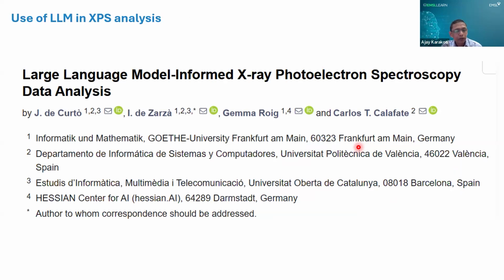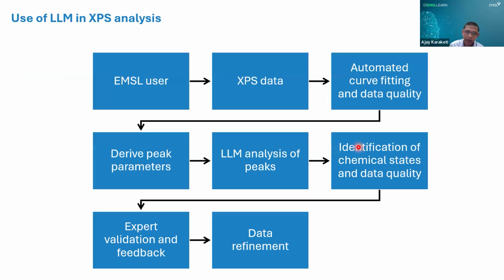There is already some use of large language model informed XPS data analysis in literature, and here's an example. But what we want to do is combine these two things together and hopefully present this sort of automated workflow to an EMSL user, where there will be XPS data which will be automatically fitted, from which the model will derive the peak parameters and then feed them to large language model based analysis of these peaks. And this is some of what we are trying to do. We are not trying to go directly into the literature to compare.